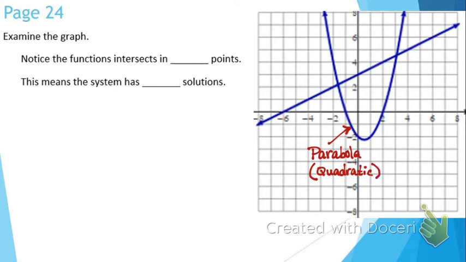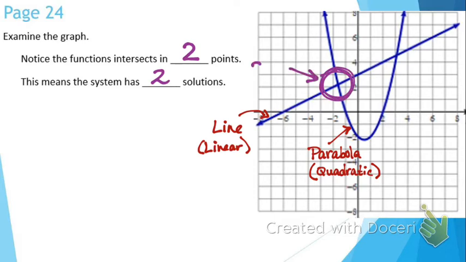So parabola, quadratic. Here we have a line. They also get called linear functions. What do you notice about this parabola and this line? They intersect twice. They intersect in 2 points. So what do you think that means about how many solutions this system has? It has 2 solutions. Right here would be a solution. And right here would be another solution.